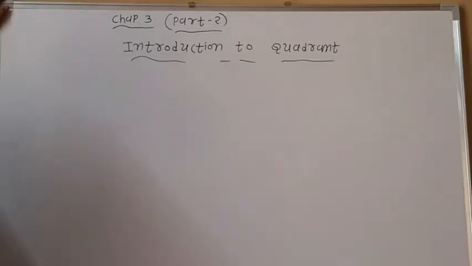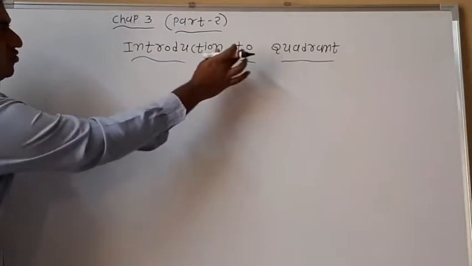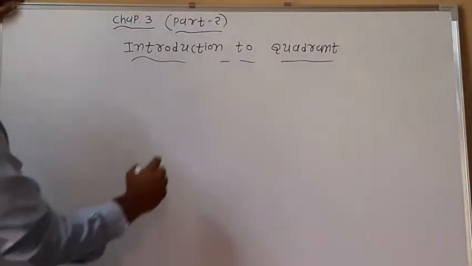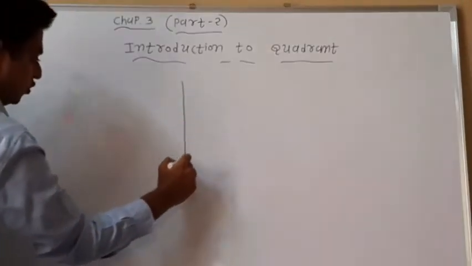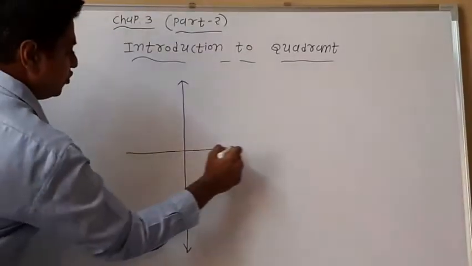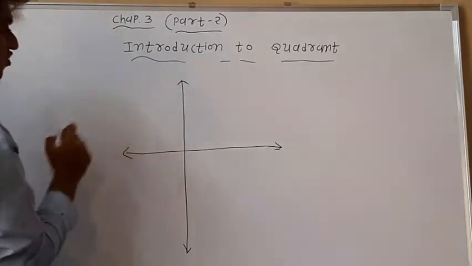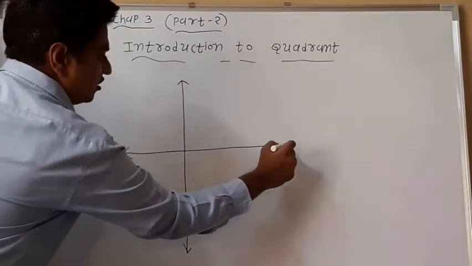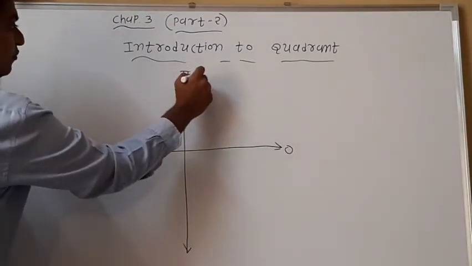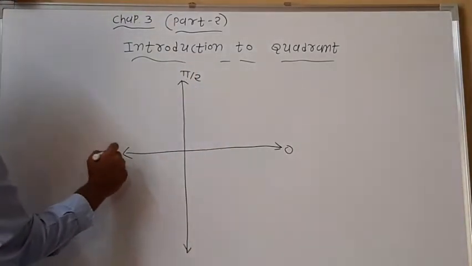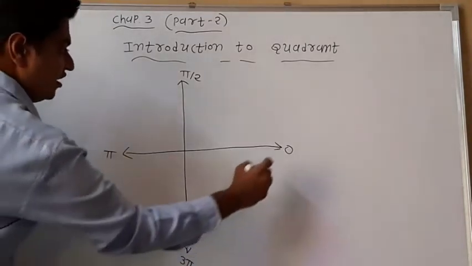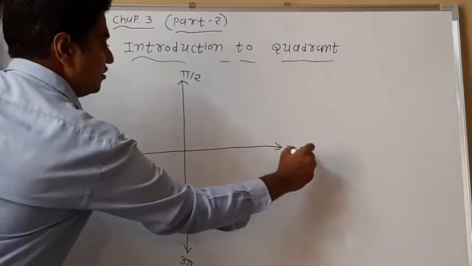Today we are going to discuss an introduction to quadrants. So first of all, let us introduce the quadrant. We know that a quadrant divides into four parts. Here written 0, here written pi by 2, pi, 3 pi by 2 and 2 pi.